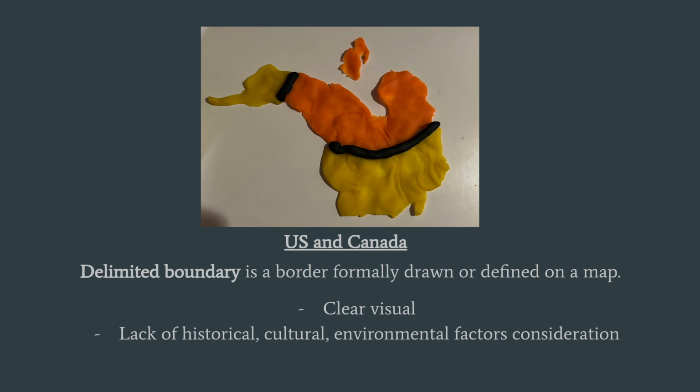This can also be a great example for delimited boundary, which is something that's formally drawn on the map. And on the map, we can see this black border that's indicating the borders between these two countries.